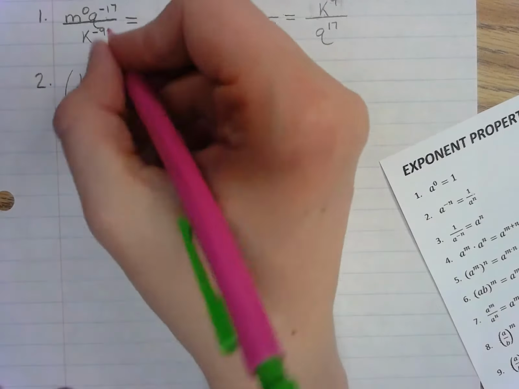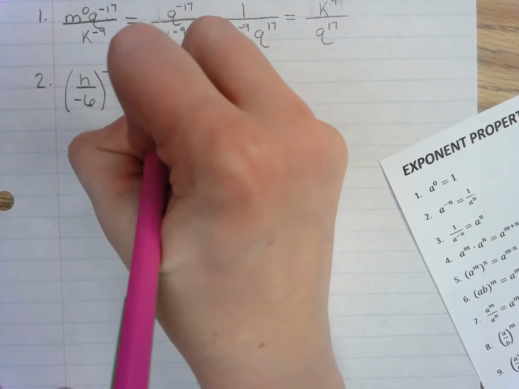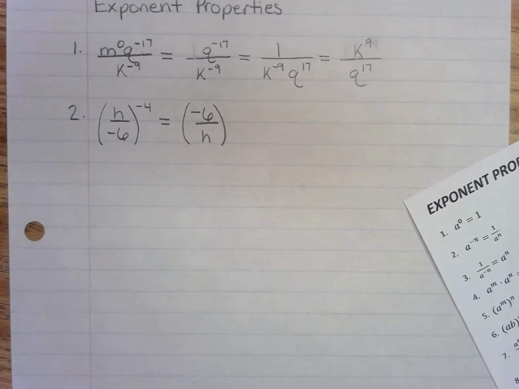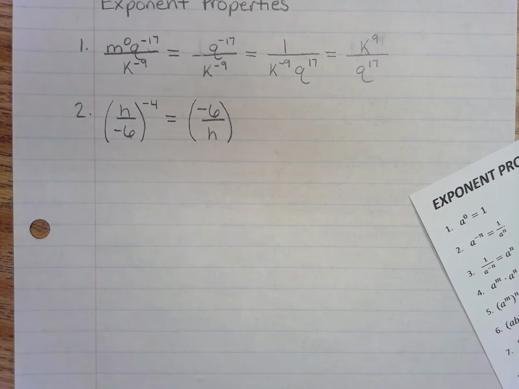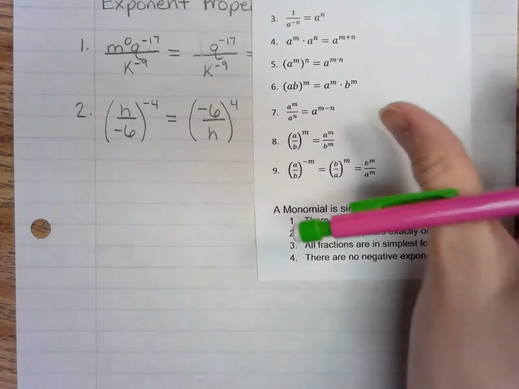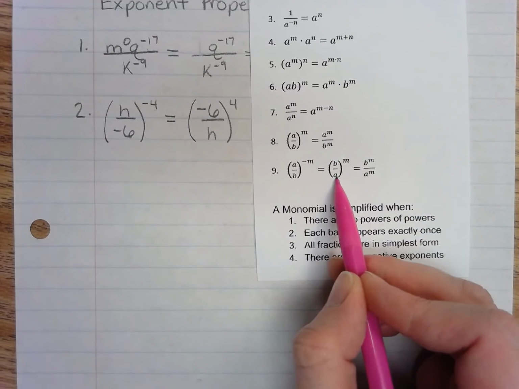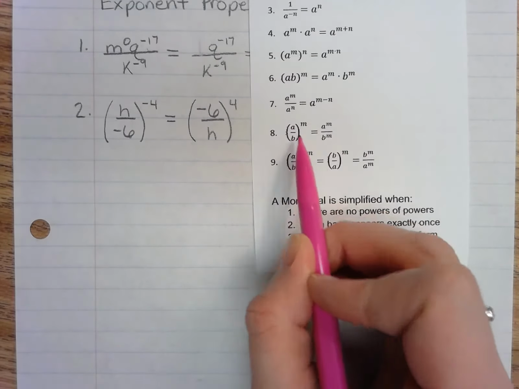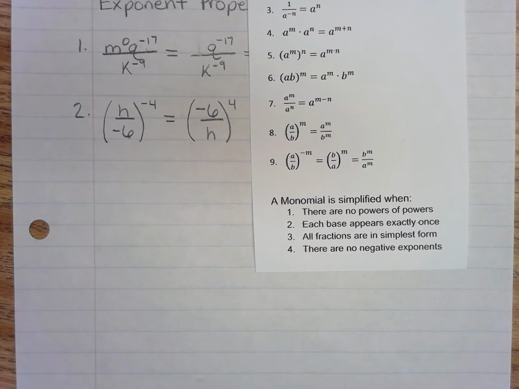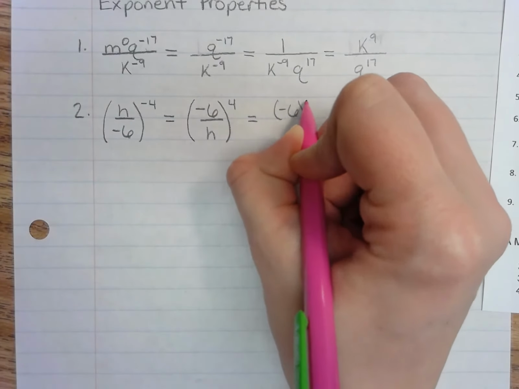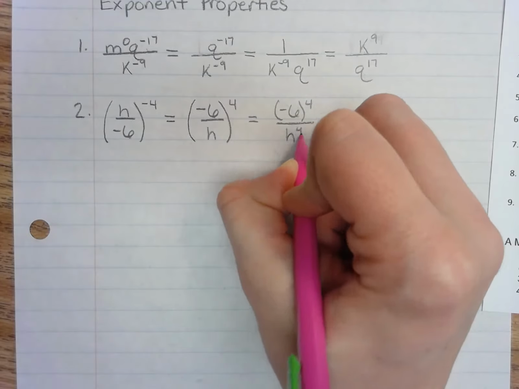So let's do that step. When you flip it, the 6 and the h stay as they are. They just move position in the fraction. So, like I said, the numerator becomes the denominator and the denominator becomes the numerator. By flipping that, it makes the 4 become positive. Notice the property does continue where you apply the exponent to both the numerator and denominator. So really it's the final step, like property number 8. So the negative 6 gets the 4th power, and the h gets the 4th power.